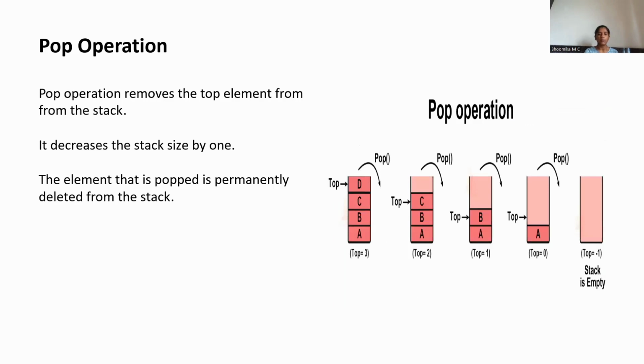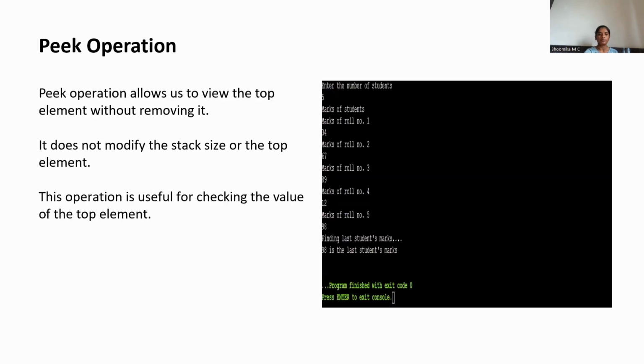Pop operation. The pop operation removes the top element from the stack. It decreases the stack size by 1. The element that is popped is permanently deleted from the stack.